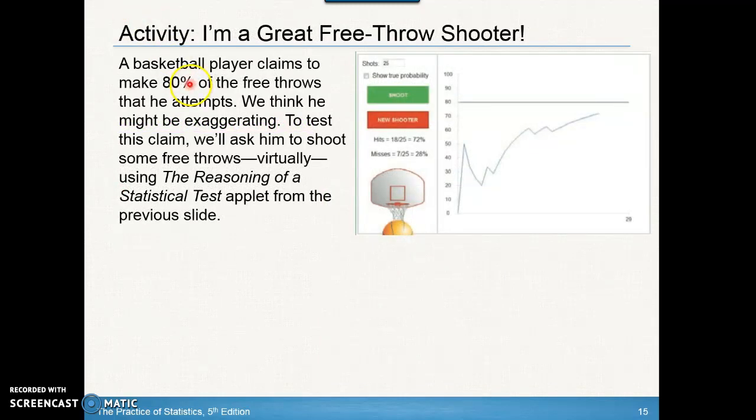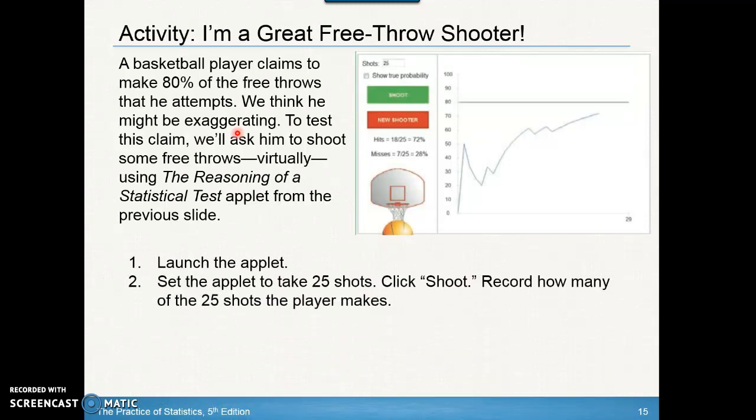All right, so a basketball player claims to make 80% of the free throws that he attempts. We actually think that he's exaggerating. So to test this claim, we'll ask him to shoot some free throws virtually on this website. Now notice, okay, so this is the claim. We think he's exaggerating, so the alternative is going to be less than, all right, and we're coming up with the null and alternative before we actually do the experiment. Then we're going to do the experiment or the simulation to test whether or not he's exaggerating.